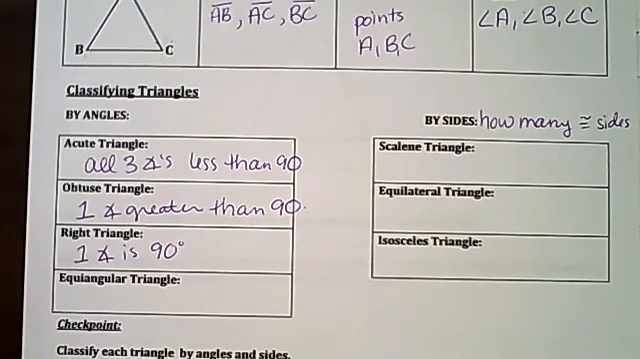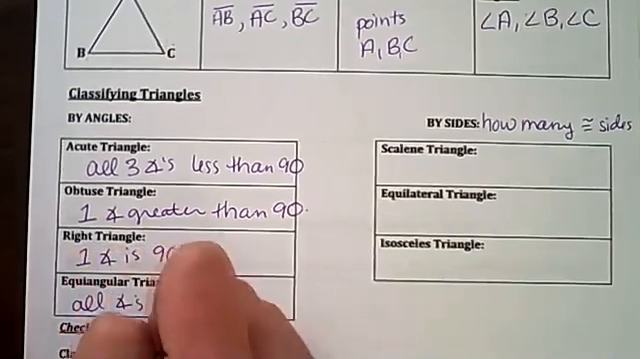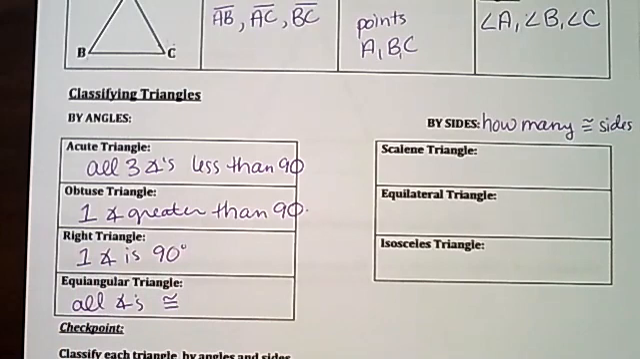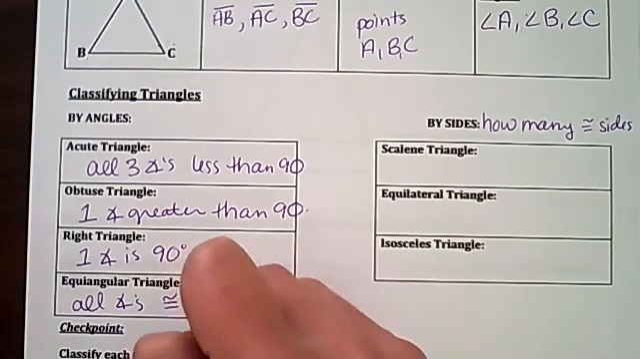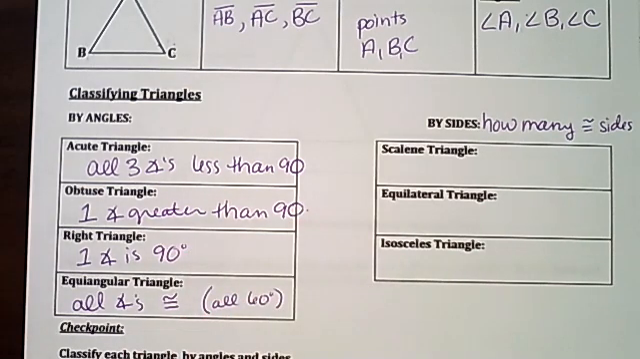And then an equiangular triangle is when all angles are congruent, and they're actually all 60 degrees. If you remember, we talked earlier in the year that triangles add to 180. So if you have 3 angles in the triangle and they're all congruent, 180 divided by 3 is 60. If you want to add that in, you could. So that's classifying triangles by their angles.